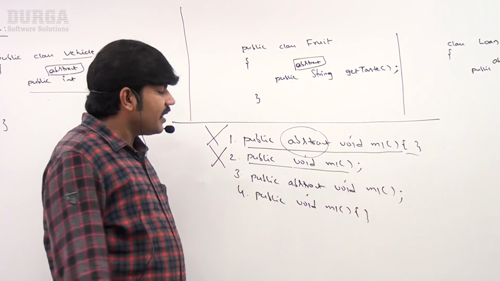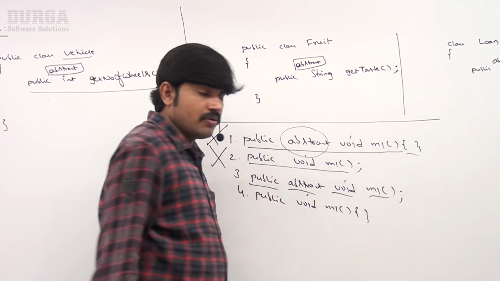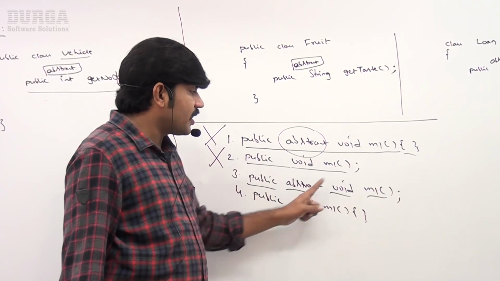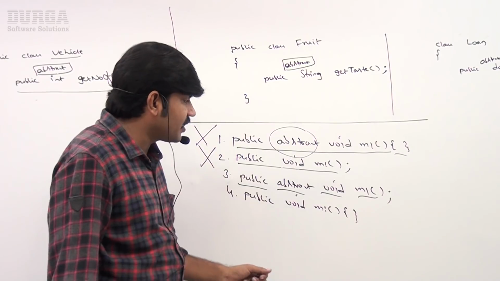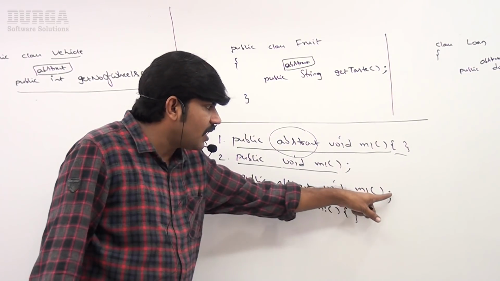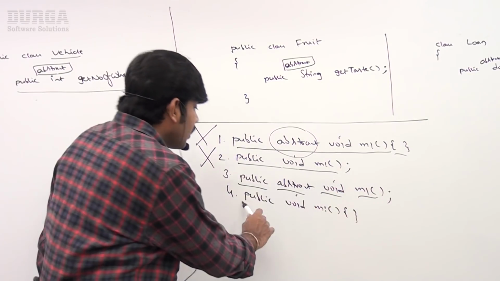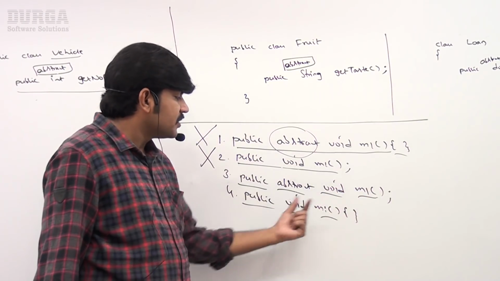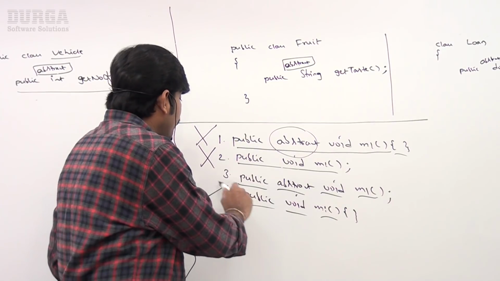Remember that. Next, the third one: public abstract void m1 semicolon. Meaningful. Yes, it is meaningful, because the reason for that is it is an abstract method not having implementation. Answer with semicolon, acceptable. Next, public void m1 curly brace. It is not abstract, that's why having the body is meaningful, no problem at all.